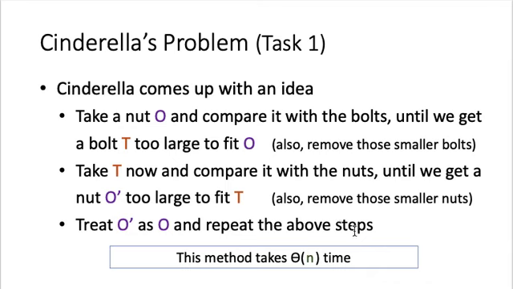And this method actually takes theta n time. The reason is that at any step, we are either removing a bolt or removing a nut. So we cannot do this forever, and after theta n operations, we are going to be left with a single nut and a single bolt. So this method is very, very efficient. Okay, so Cinderella's problem is solved.